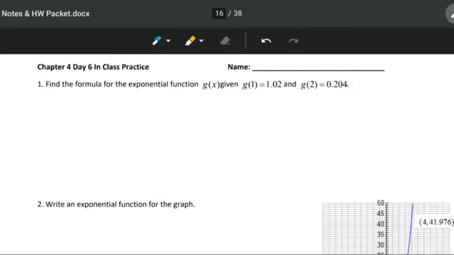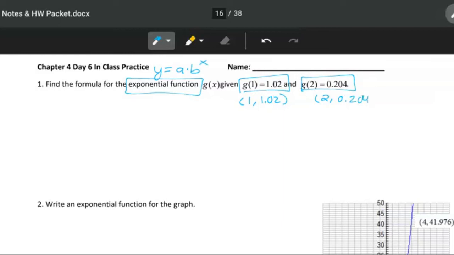So the first one, find a formula for an exponential function. Important to remember that's y equals a times b to the x. We got to find a, we got to find b. And they give us this right here. This is function notation, basically a fancy way of writing 2 points. We've got the point 1, 1.02 and the point 2, 0.204.